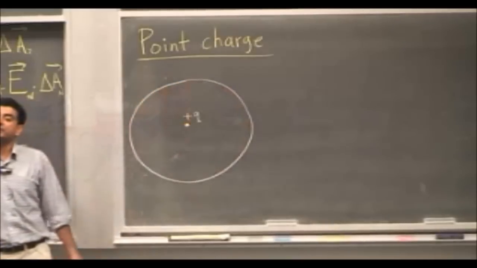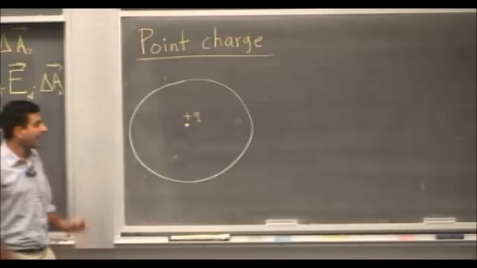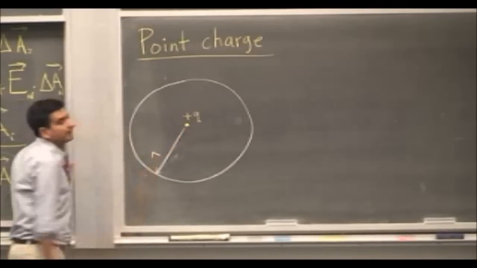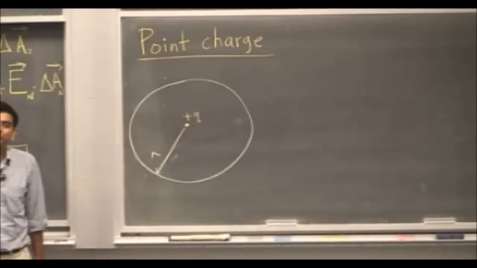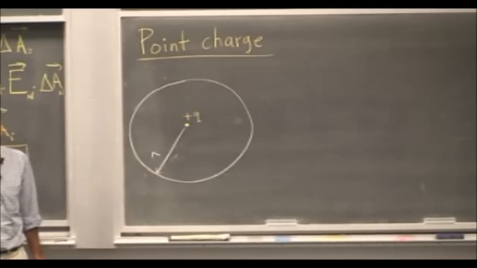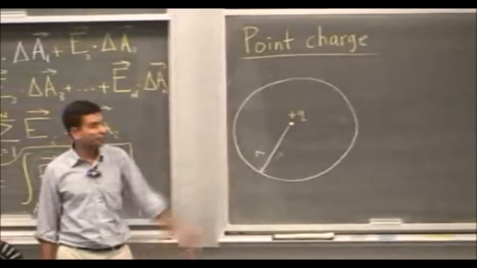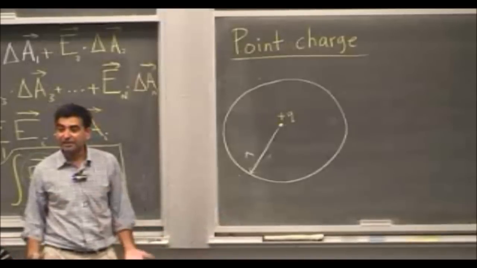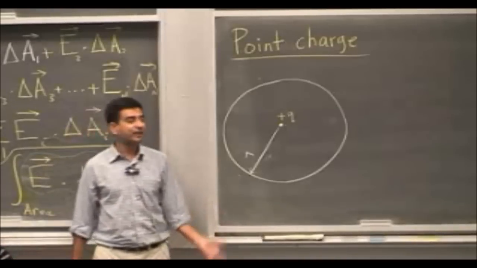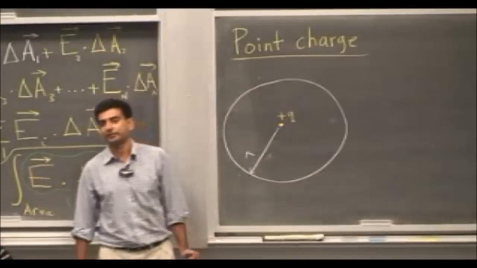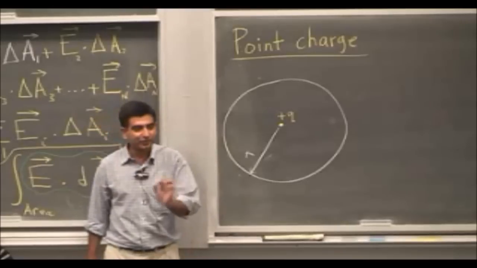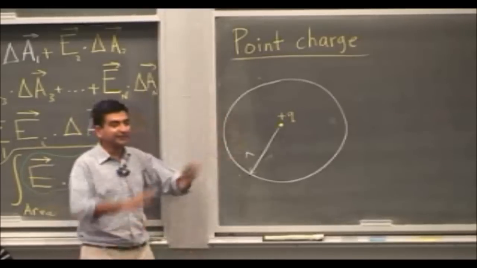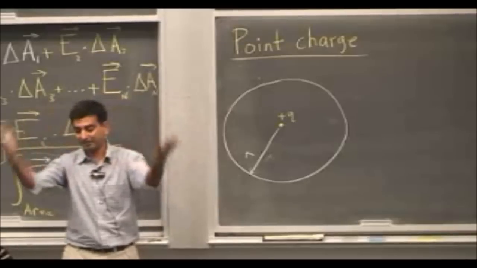So this is a hypothetical sphere that I draw at a radius r. The question is, I would like to find the flux through this sphere due to this point charge. This point charge will produce an electric field, and what I am interested in is the flux of the electric field through this surface. You understand the question? Alright. Now, this surface is a sphere. It's in 3 dimensions.